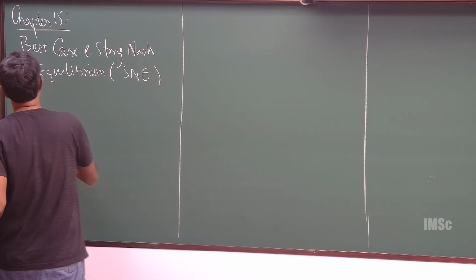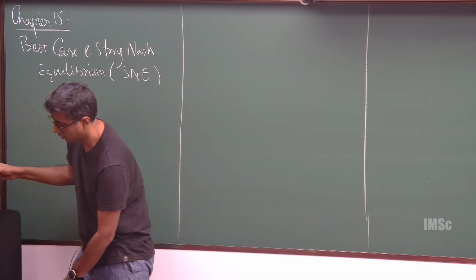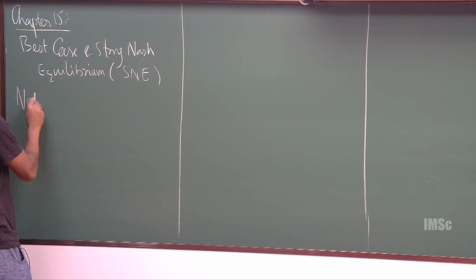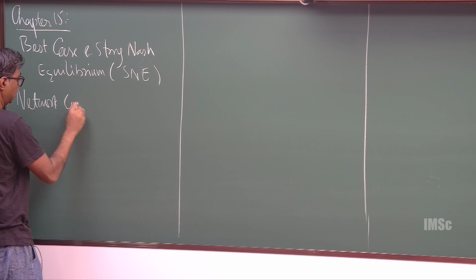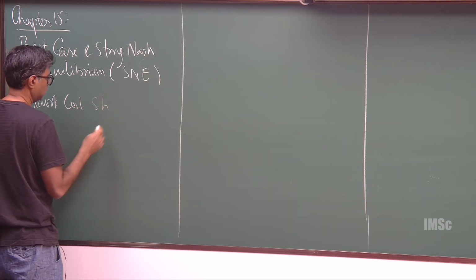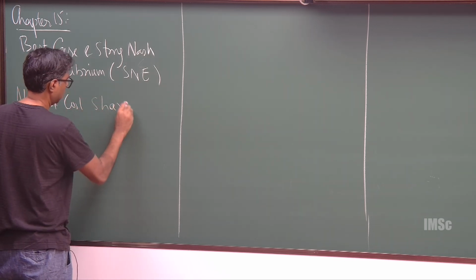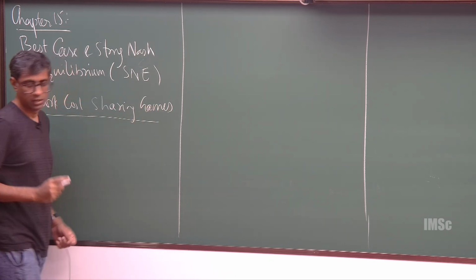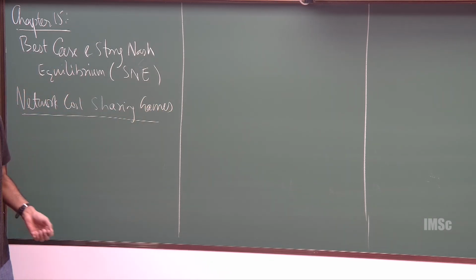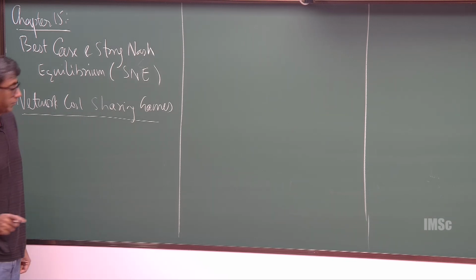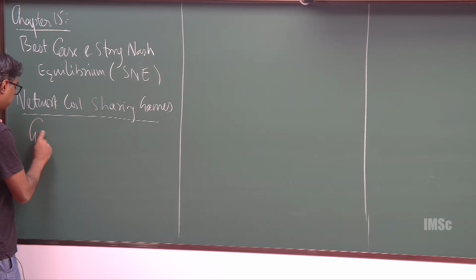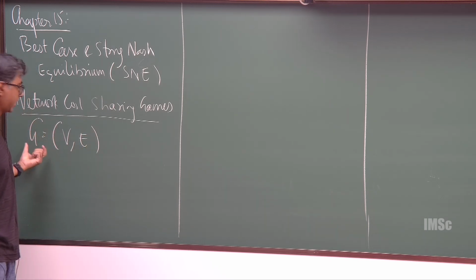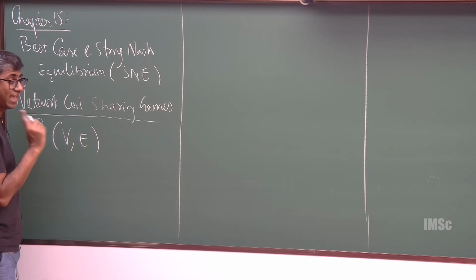Okay. So you can think of this as what I call a network cost sharing game. So what is the model of this game? You are given a graph G = (V, E). This is like a network, and you have k agents.